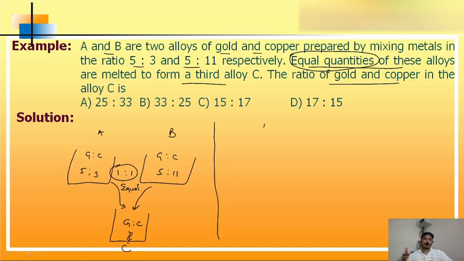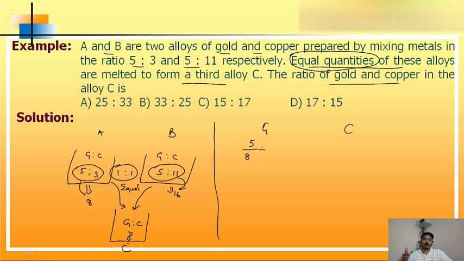First we take the gold quantity separately and the copper quantity separately. In order to find that, we first need to know how many parts are present in alloy A and alloy B. The number of parts here is 8 and here is 16. How did we get 8 and 16? Just add these values: 5 plus 3 gives 8, and 5 plus 11 gives 16. Next, in alloy A, what is the number of parts of gold out of 8 parts? Gold is 5 parts out of 8 parts.